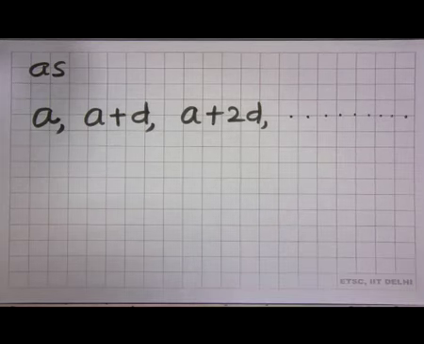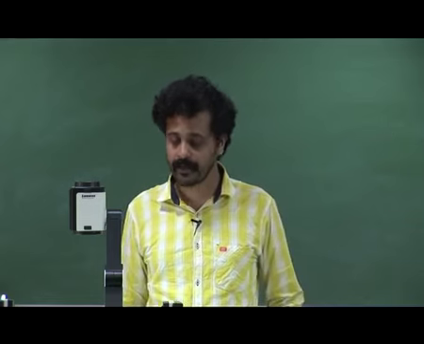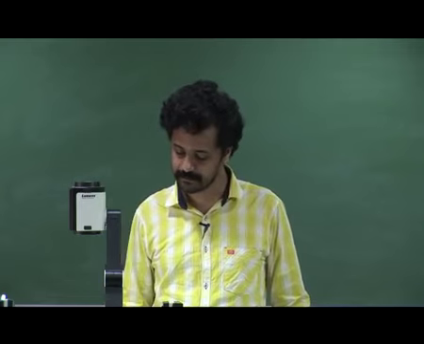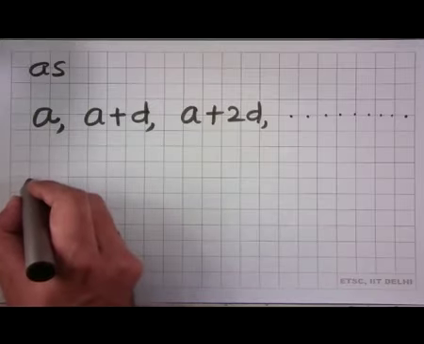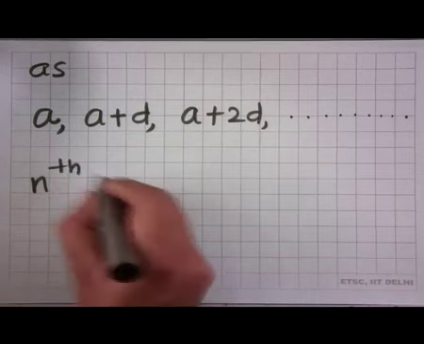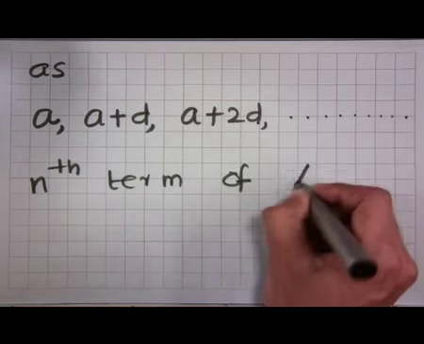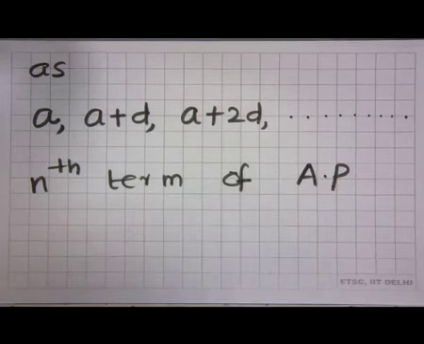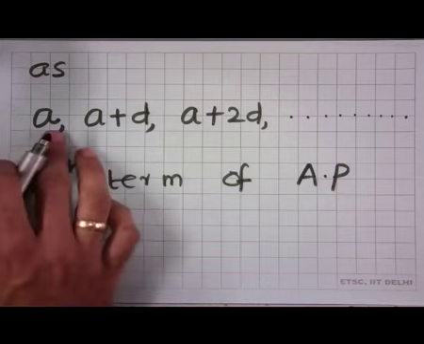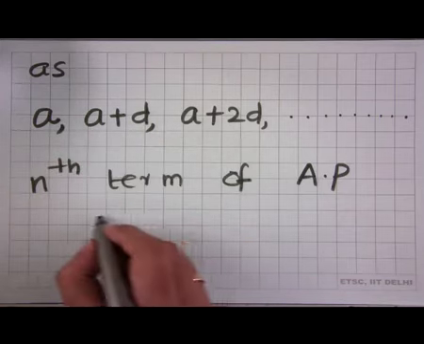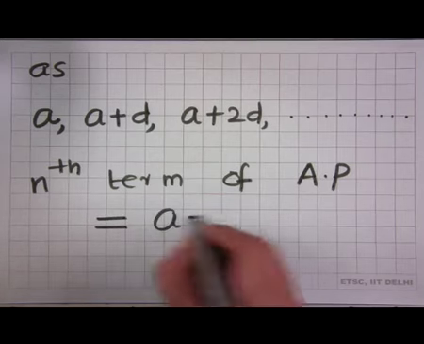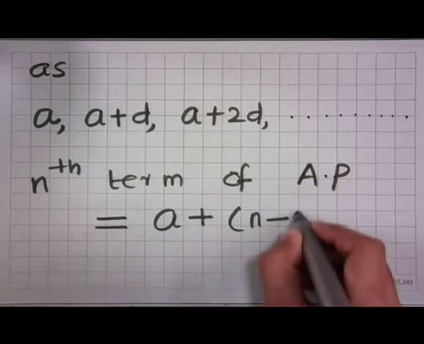Observe that between n terms there are n minus 1 successive common differences. Hence, or otherwise following this pattern, it is not hard to see that the nth term of this AP, namely the AP with first term a and common difference d, is given by the formula a plus (n minus 1) times d.